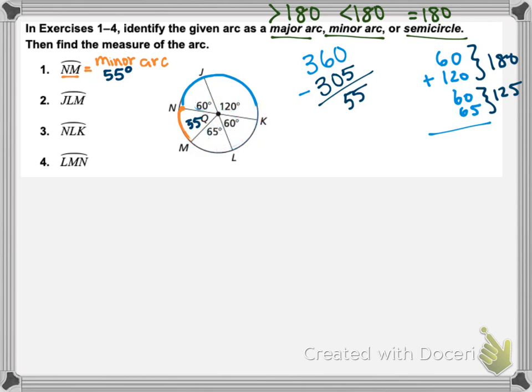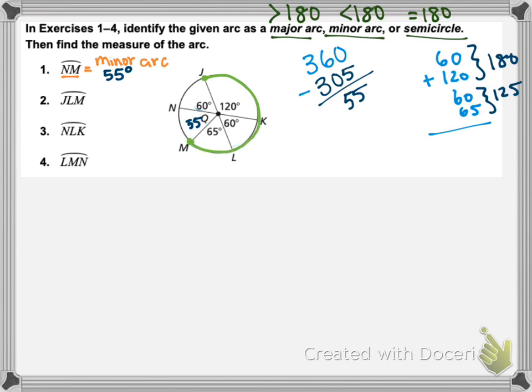And I'm going to leave it in my picture so I can use it later if I need to. This next one, JLM. Starting at J, I want to go towards L and then end up at M. So we're going to go this way around because we don't want to do JML. We want JLM.